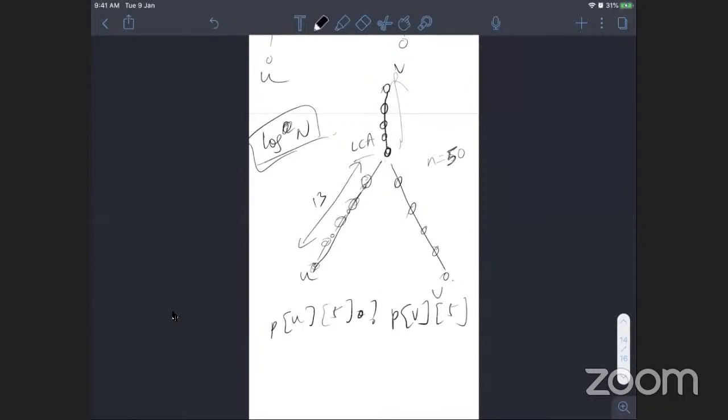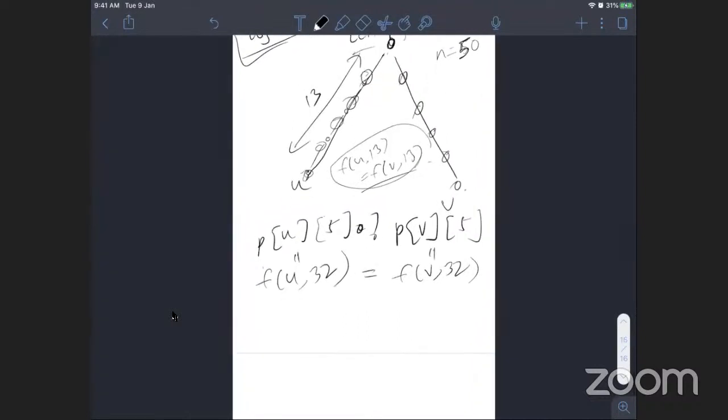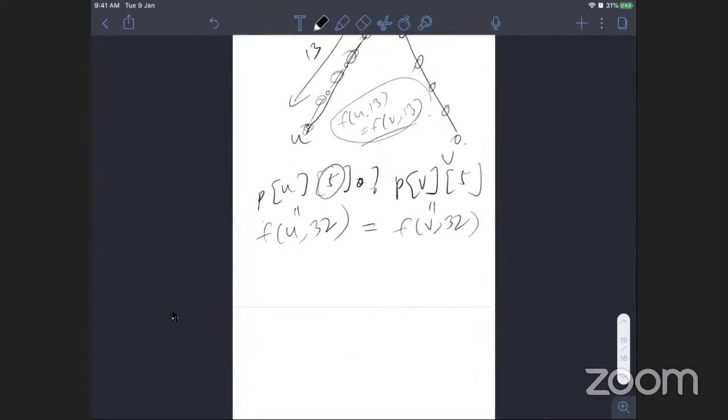So the 32nd parent, this is basically FU32, and this is FV32. And we know for a fact that FU13 will start matching with FV13. Let's say I already tell you the answer. Obviously, you don't know this information, but had we known this information, we know that this will match. Because this matches, we drop from 5 to 4.